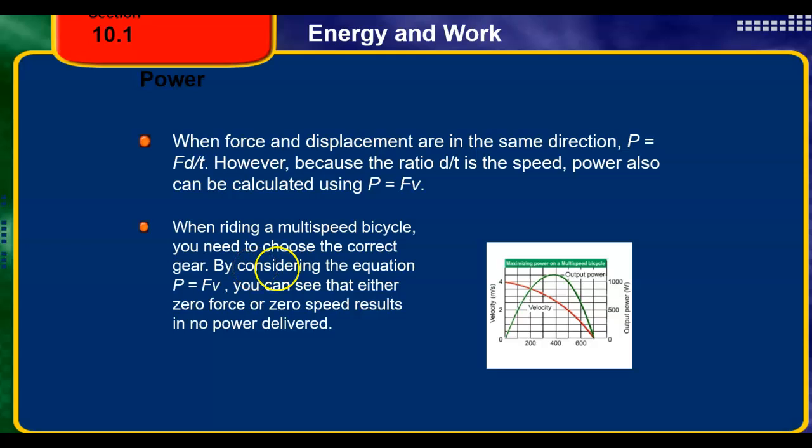When force and displacement are in the same direction, power is also equal to force times distance over time. Distance divided by time is speed. So power is also the force you apply times the speed it's traveling.